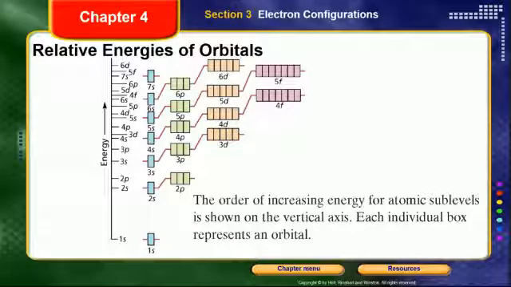Now, looking at relative energies, especially when we get to the Aufbau principle, we're going to see that as we fill certain orbitals, each successive orbital is higher and higher energy. So with this diagram right here, you want to refer to this in the future. This is the order of increasing energy for atomic sublevels using a vertical axis with energy on the y-axis. Each individual box represents an orbital.